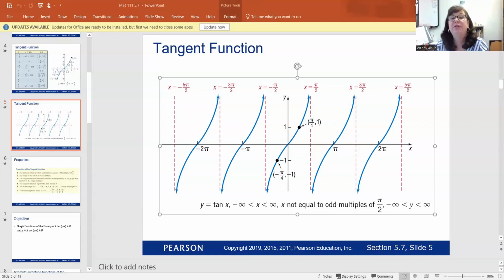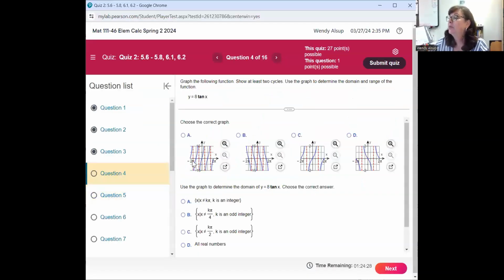All right, so with that thought in mind, let's go back to this guy. So we want to be going up, left to right, and we're going to stretch it by a factor of 8.